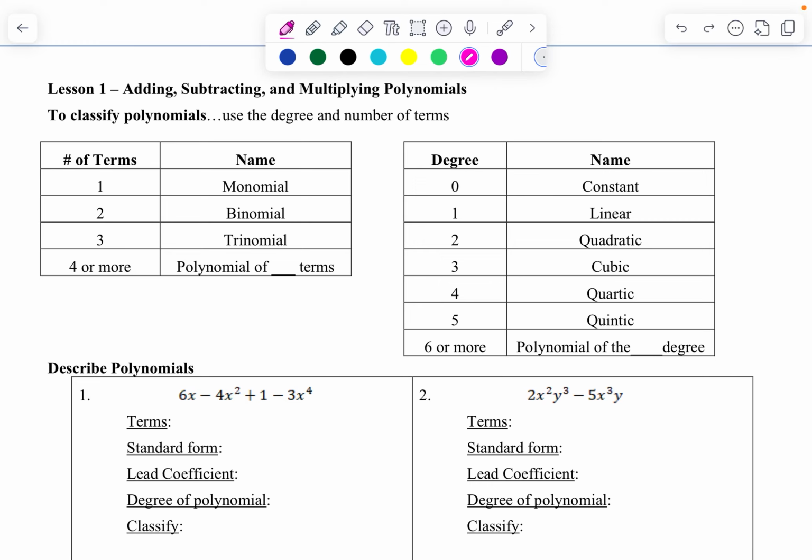All right, my darlings, here is lesson 1. We talked about the vocabulary in lesson 0. Now that you have familiarized yourselves with the vocabulary, we can now focus on adding, subtracting, and multiplying polynomials.